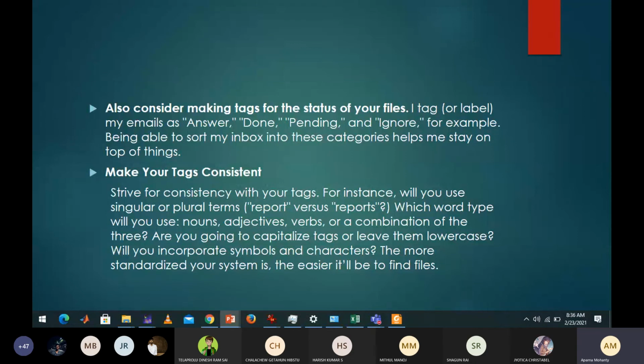Also, consider making tags for the status of your files, the way I told you. If it's done, put it in a done category, pending category, or answer file category. This way you can categorize your files. Something you are doing, suppose some slides you are preparing, just keep it in the pending section. So that's the way you can go for tagging.